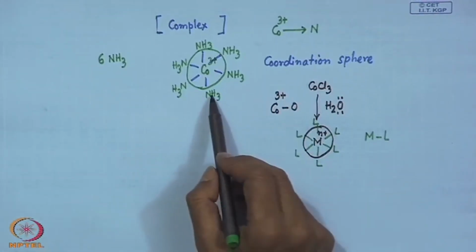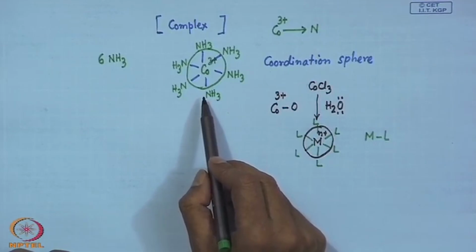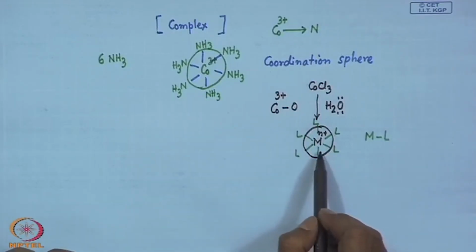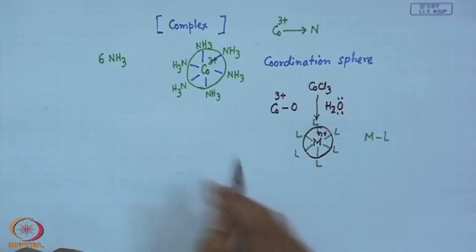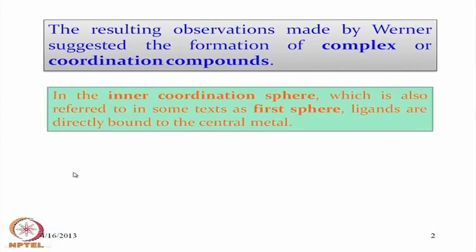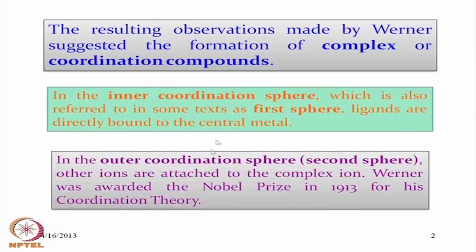If we try to dissolve the corresponding metal in water, or if the metal is present in some biological fluid in our body, we have the central metal and the corresponding initial binding in the first coordination sphere. So, what is there in the outer coordination sphere, what we now call the second sphere? In the second sphere, other ions are attached to the complex ion.